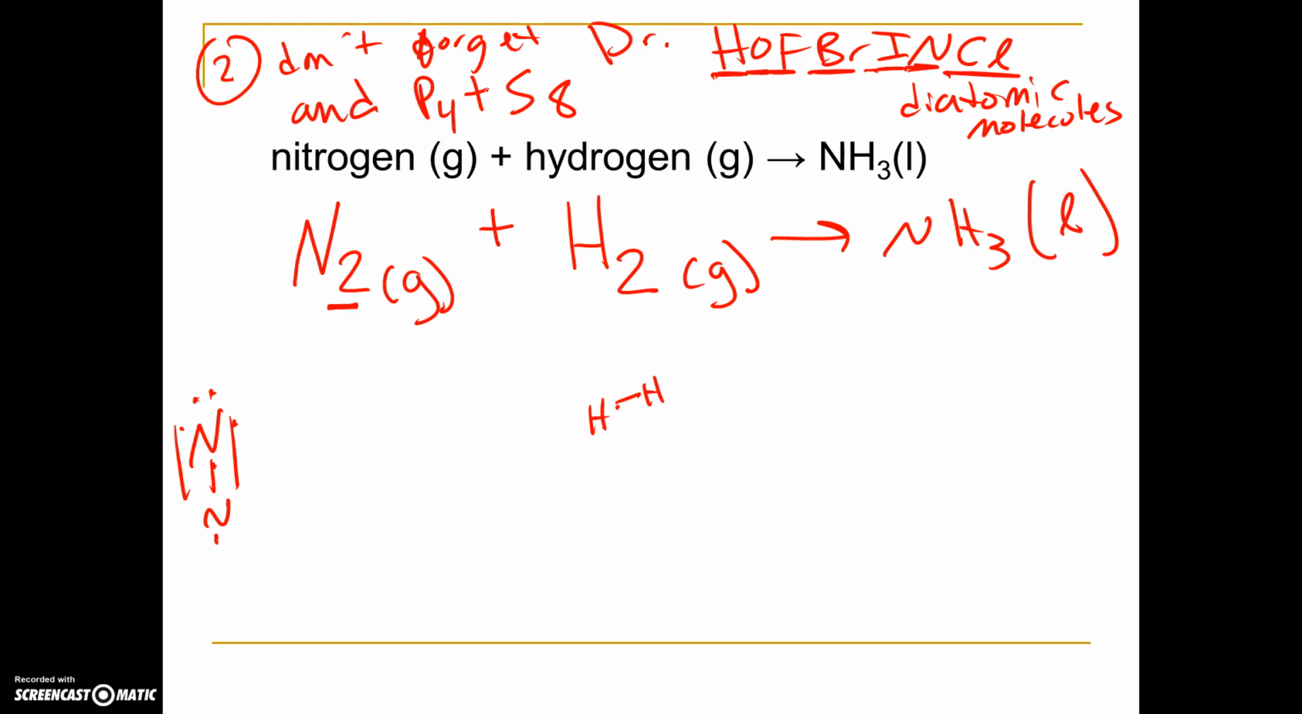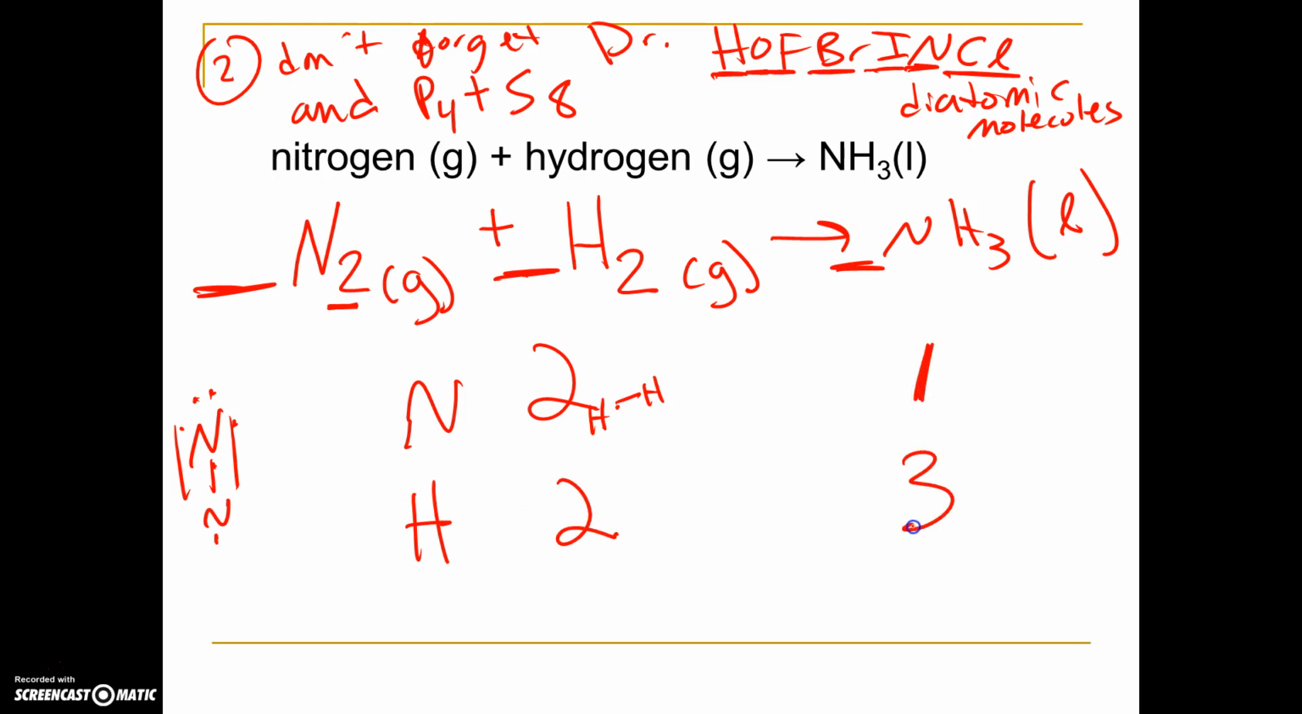Okay, now that we got that hint, we need to balance the equation. That means put the big numbers out front. I'm going to make an atom inventory. I just have N's and H's. Number of N's on the left, I have 2. Number of N's on the right, I have 1. Number of H's on the left, I have 2. Number of H's on the right, I have 3.